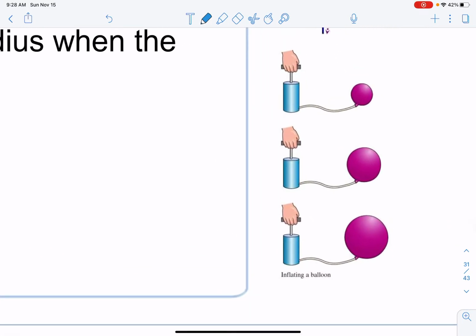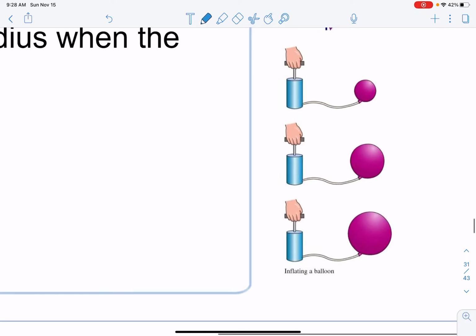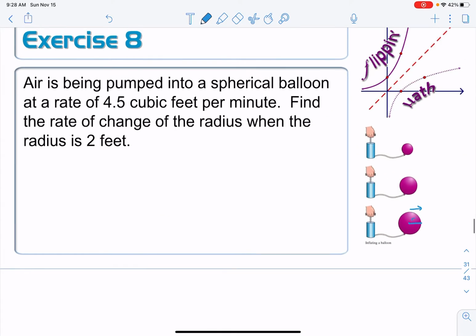So this is one of those that they gave to us with a picture, and they have also captioned it, because we wouldn't be able to tell what the heck this whole thing was without that caption: inflating a balloon. Maybe I label some stuff on here. So we have some sort of radius here. That radius is increasing. It's getting bigger and bigger, and as it does so, the volume increases as well, the amount of air being pumped in.